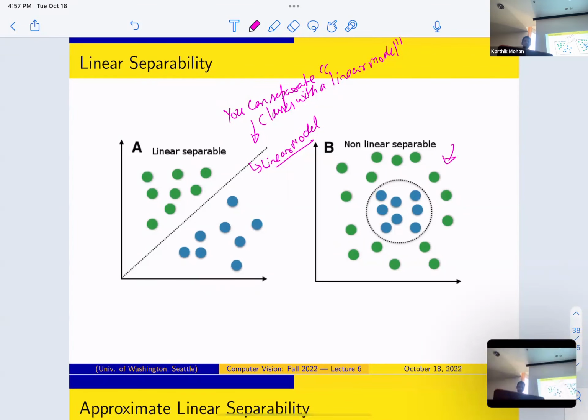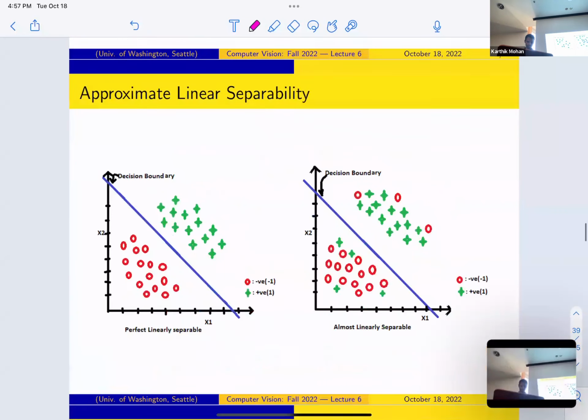Here's an example of two classes that are non-linearly separable. Okay, so there are two concepts here. One is separability and one is linearity. This is linear and separable. This is separable but not linear because the separation is circular, it's not linear. Okay. You can have non-linear and non-separable. You can have linear and non-separable as well. So you can have all these combinations, right?